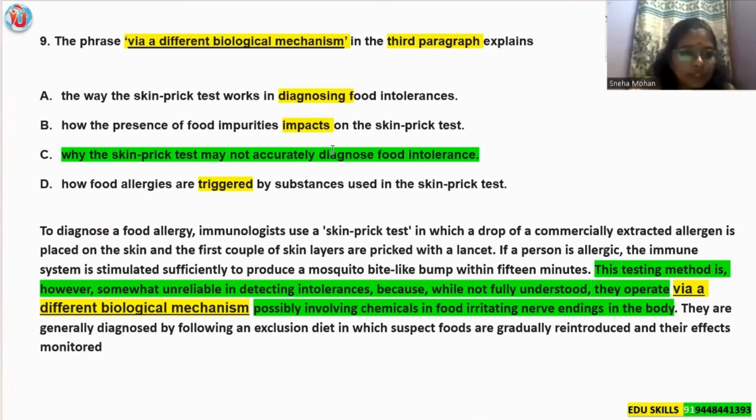Next, answer option D. How food allergies are triggered by substances used in the skin prick test. No, they have not mentioned how food allergies are triggered by substances used in the skin prick test. So I hope all of you understood how I derived at answer option C. Next, let us move on to question number 10.